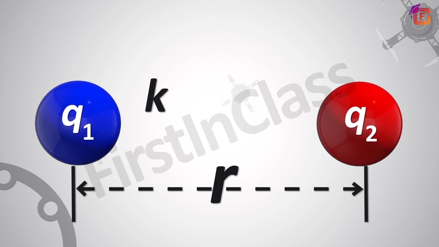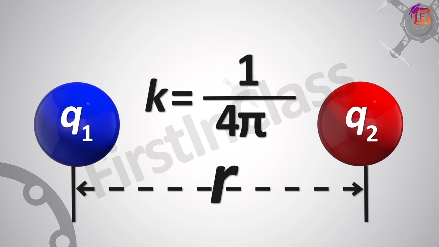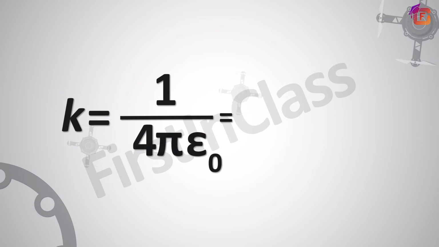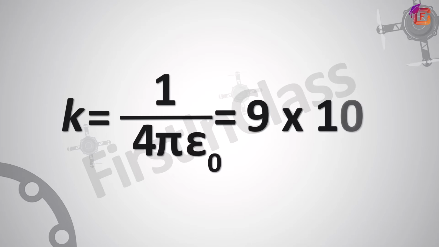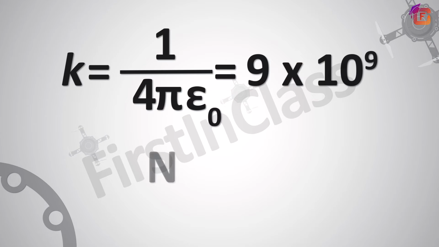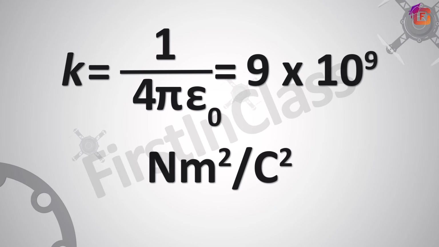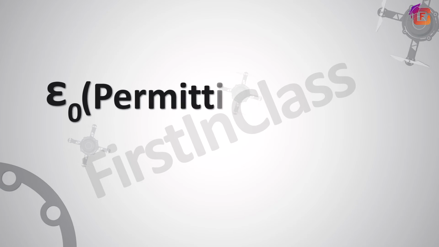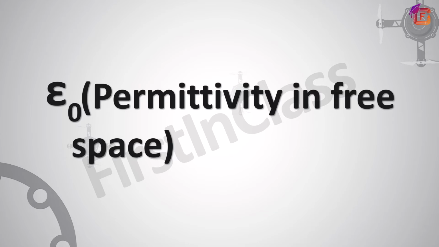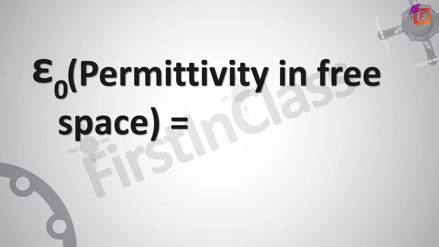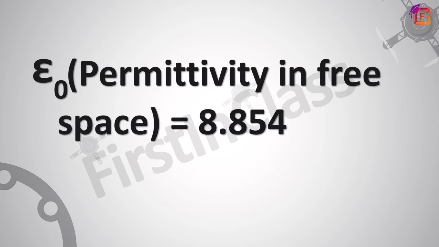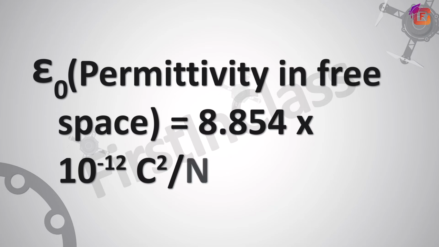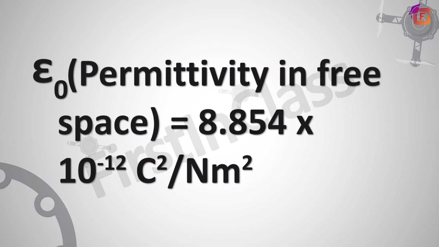Conventionally, the value of K is given as 1 upon 4 pi epsilon naught, and numerically it is approximately equal to 9 into 10 raised to the power of 9 Newton meter squared over Coulomb squared. The epsilon naught represents the permittivity of free space, and its numerical value is 8.854 into 10 raised to the power of minus 12 Coulomb squared over Newton meter squared.